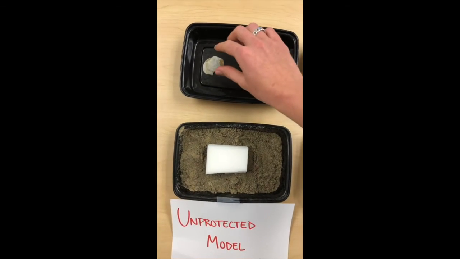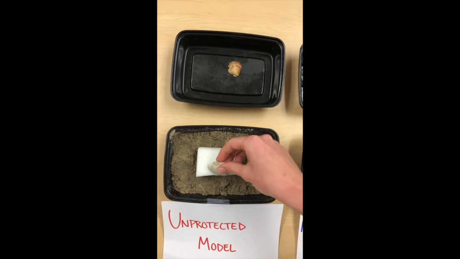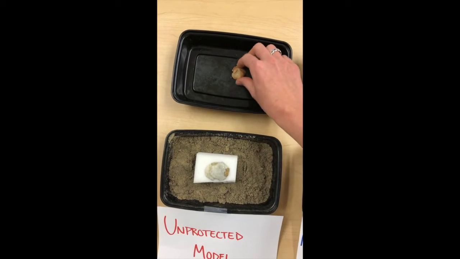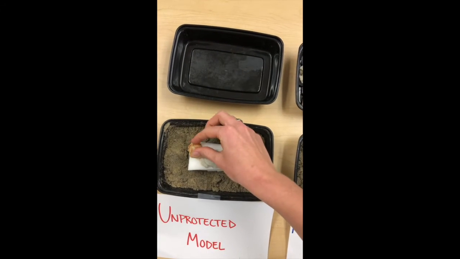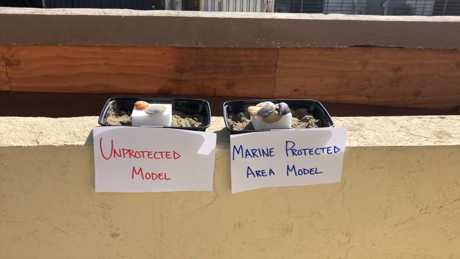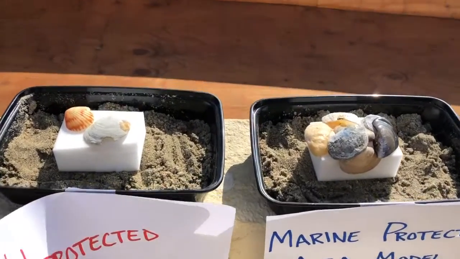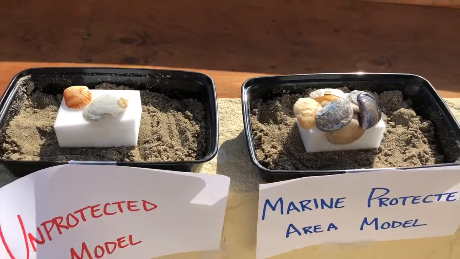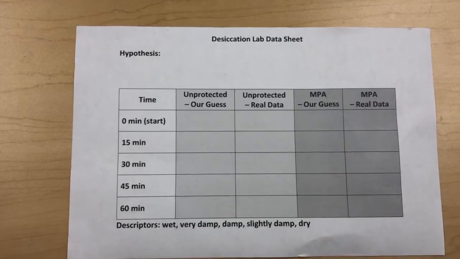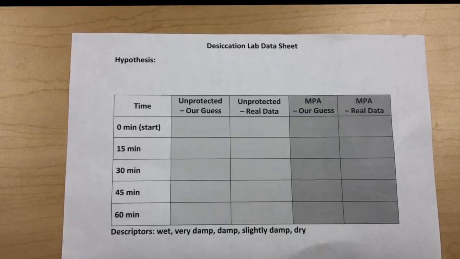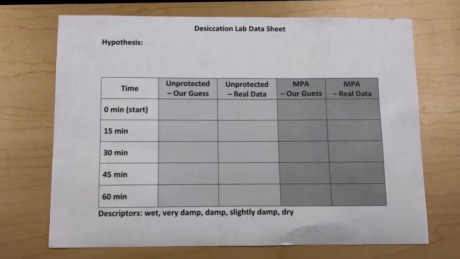Most of the sponges in their non-MPA model will be uncovered. Once the students believe that they have sufficiently covered each sponge, bring them outside if possible, or place them under a sunny window. A Desiccation Lab datasheet will be provided for your students, or you can make your own.